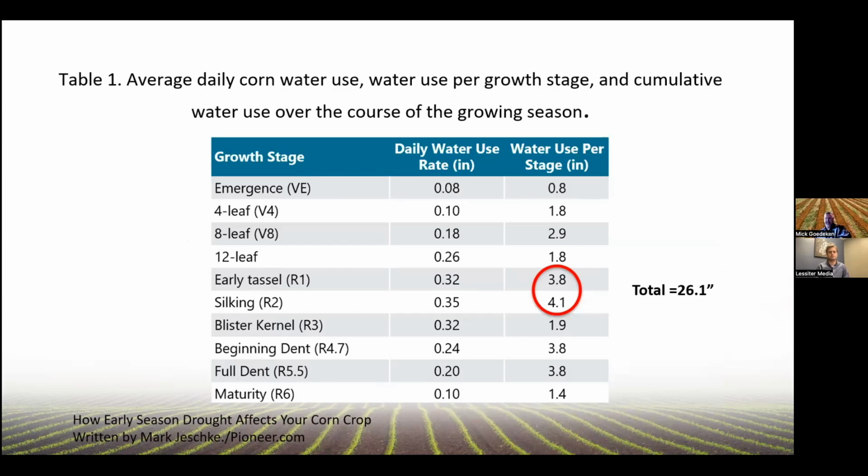That early tassel to silking stage, when we start hitting that reproductive phase, we start pushing the water use. You're talking 30 hundredths per day. And that's when that water is the most critical. We'll talk about in the next slide the amount of water stress or drought stress we're putting on that corn plant at that time is the most yield limiting.